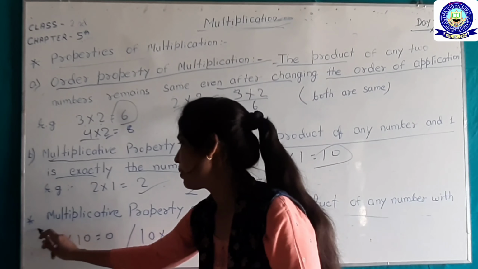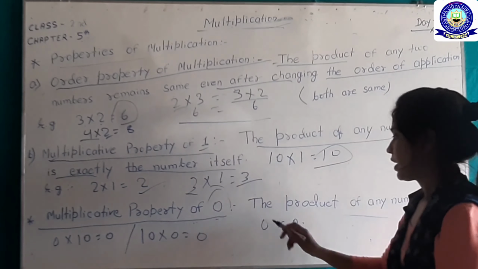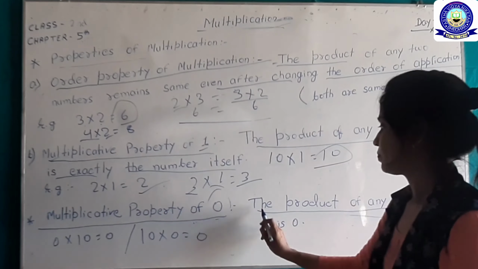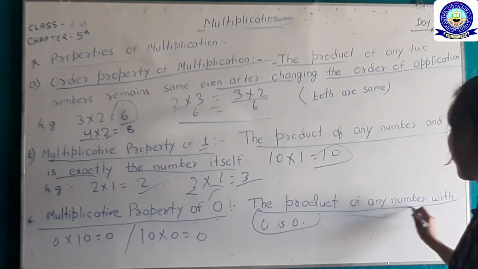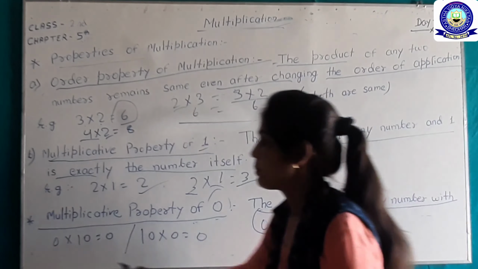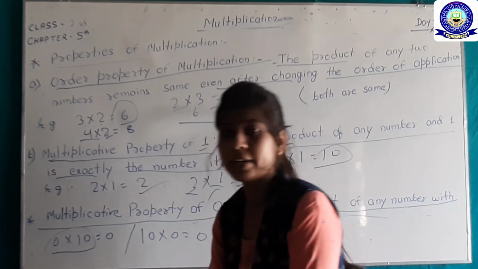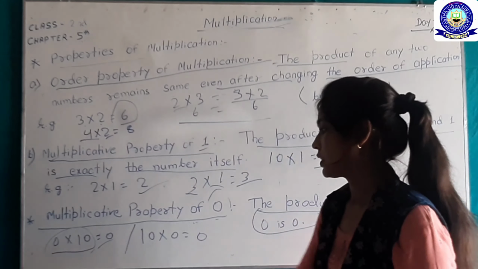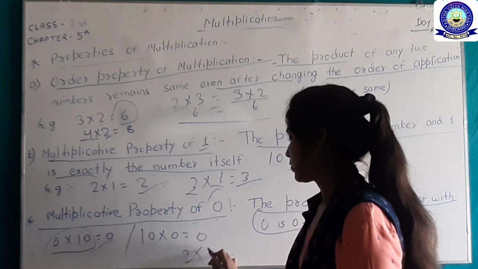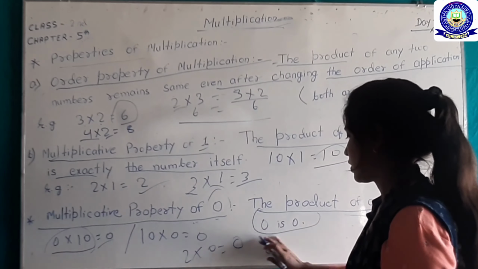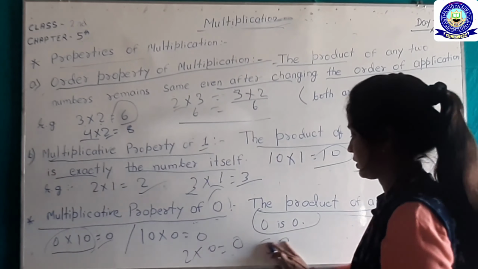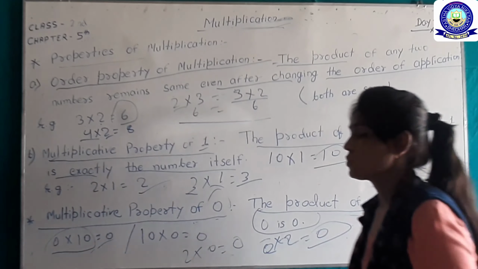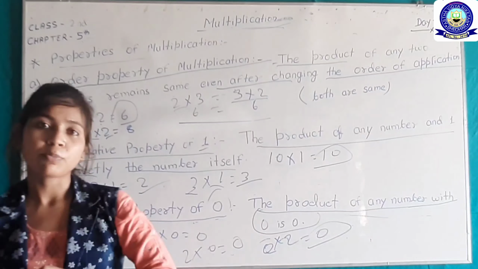And the last property, the multiplicative property of 0. The product of any number with 0 is 0. When we multiply 0 with any number or any digit, we get the product 0. When we multiply 0 into 10, we get 0. 10 into 0, we get 0. 2 into 0, we get 0. 0 into 2, we get also 0. When we multiply 0 with any digit or number, we get the product 0.